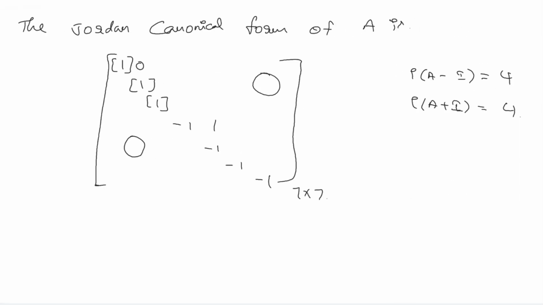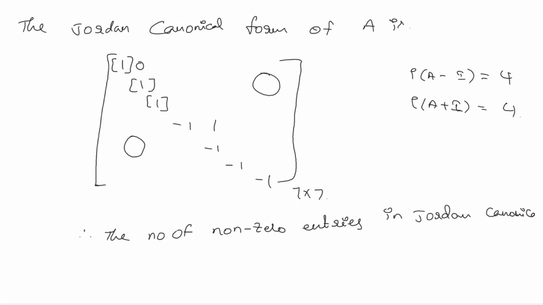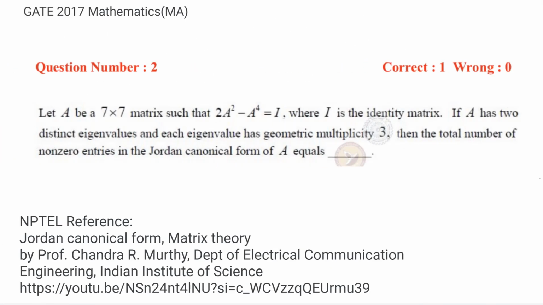So this is our Jordan canonical form, and hence we can observe here that the number of non-zero entries in the Jordan canonical form of A is 8. So the answer is 8.